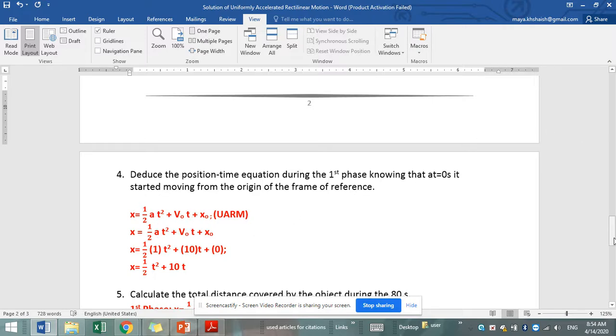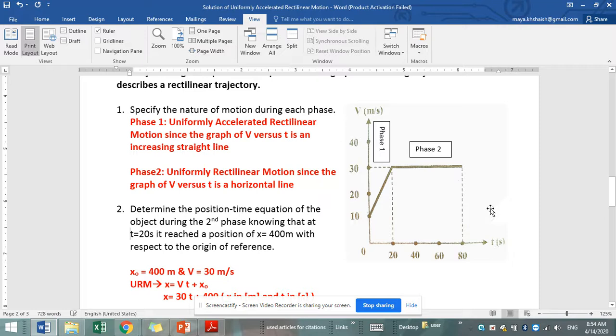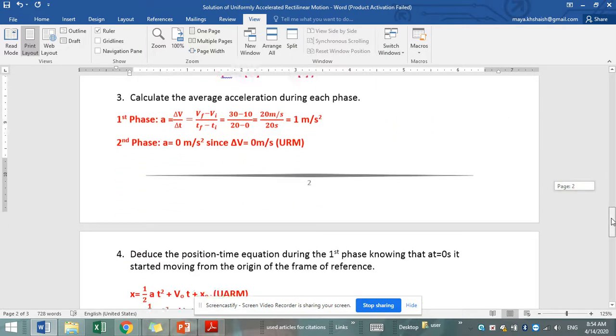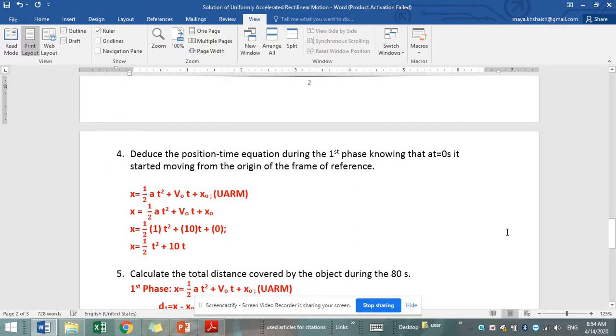V0 could be taken from the graph, which is, this is the initial speed at t equals 0. It is 10 meter per second. And x0 is given to be 0, because they said that it started from the origin. Substituting, we get that x equal half t squared plus 10t.